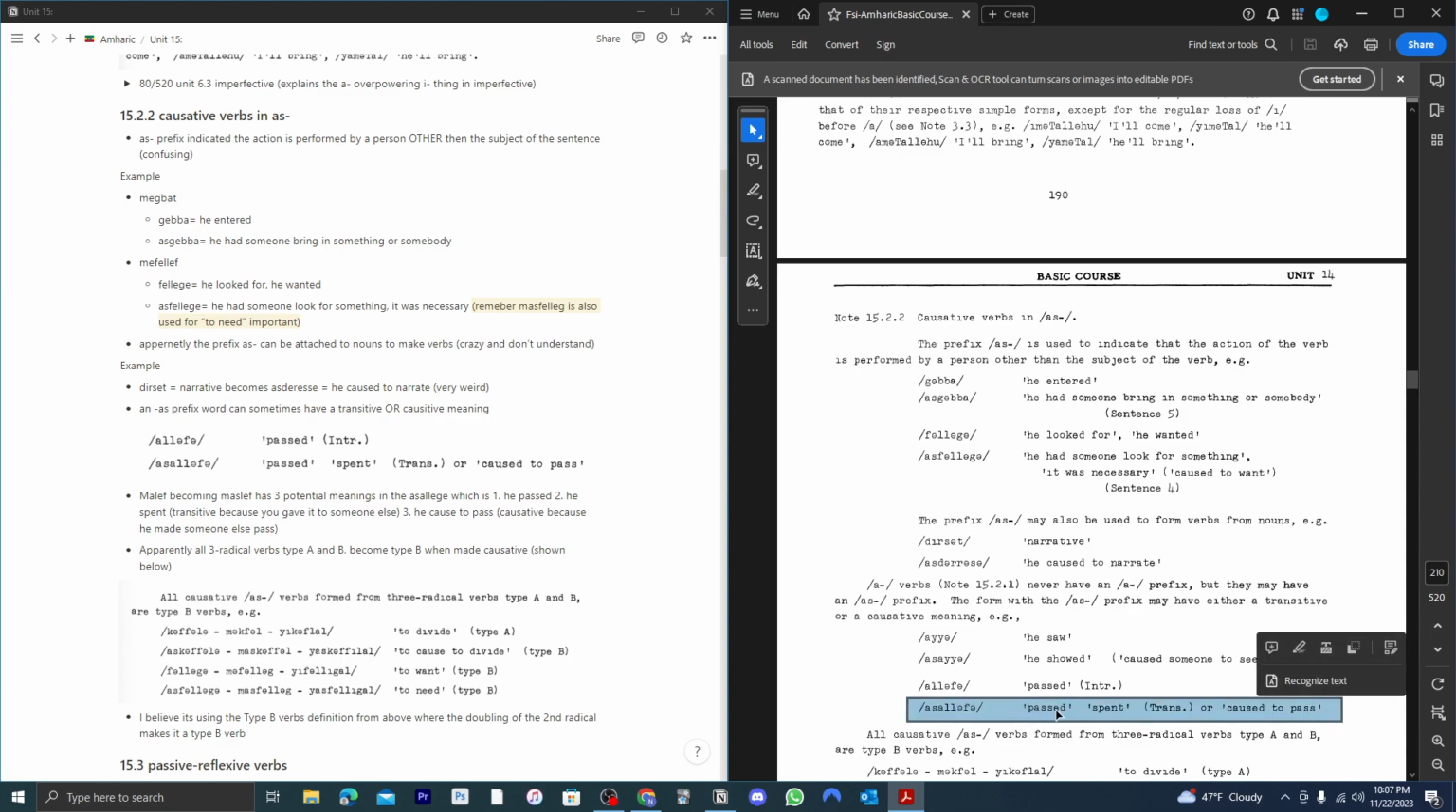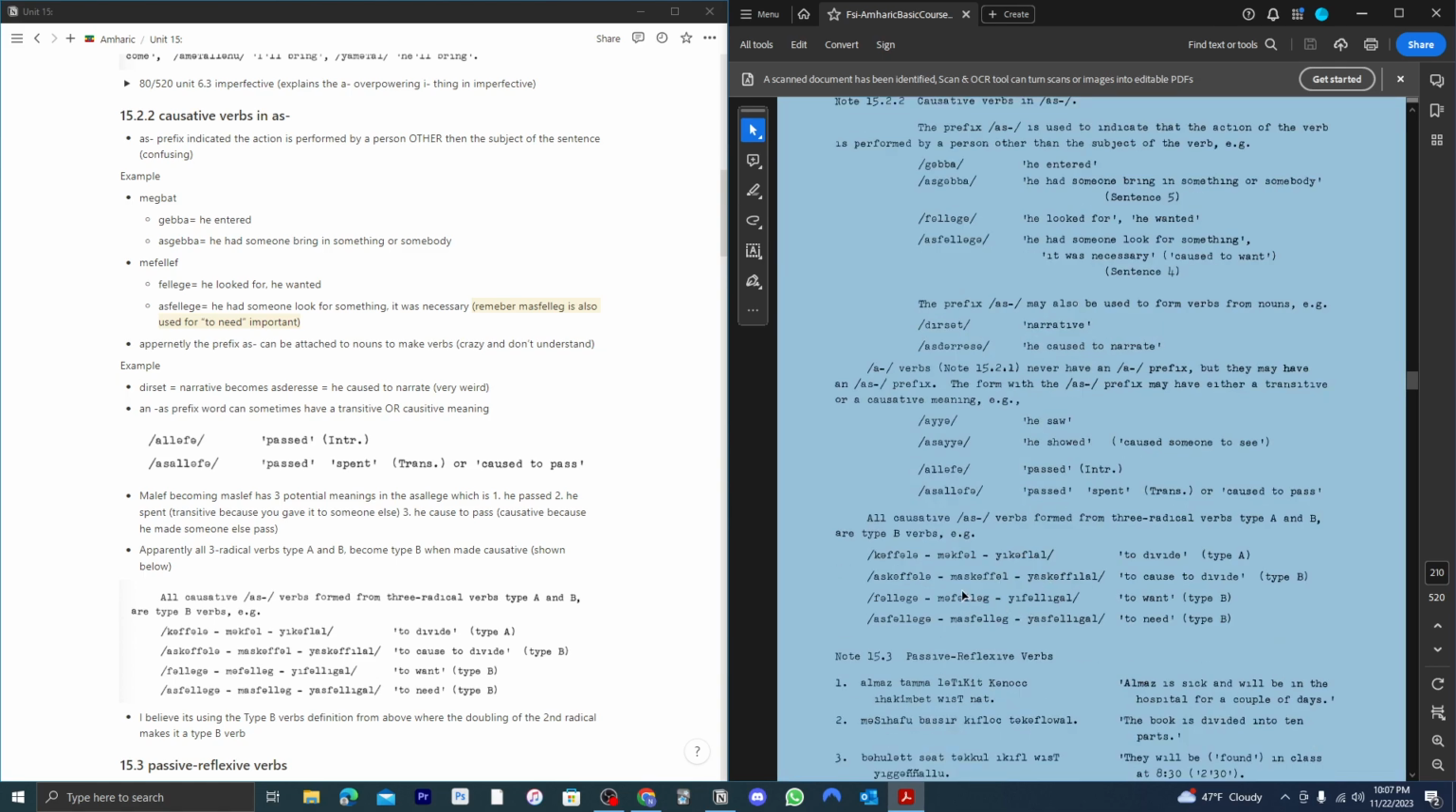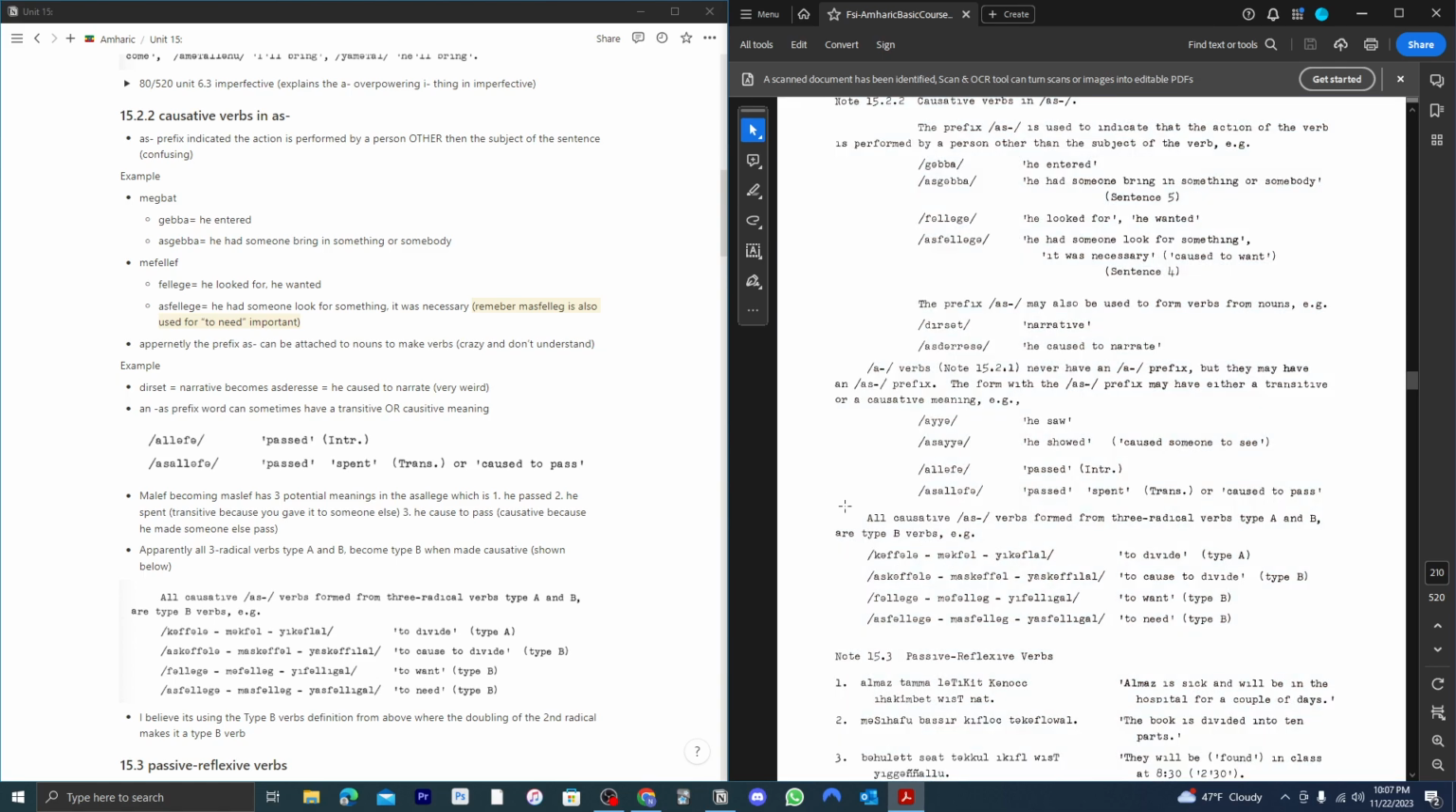It can mean he passed, which I think is the normal form. He spent, which would be the transitive verb, because when you spend something, you give money to someone else, so it's like a thing that you can transfer over to someone else. Or it can mean a causative interpretation of saying he caused something to pass. Yeah, hopefully that makes sense.